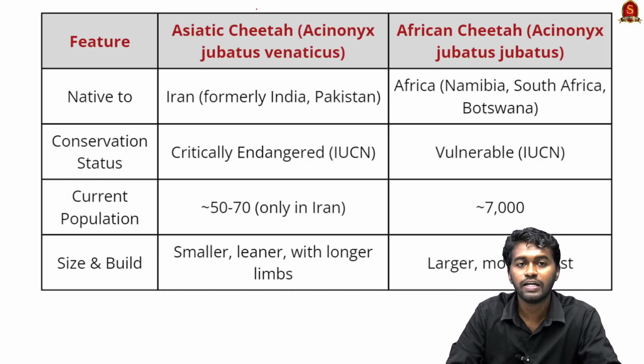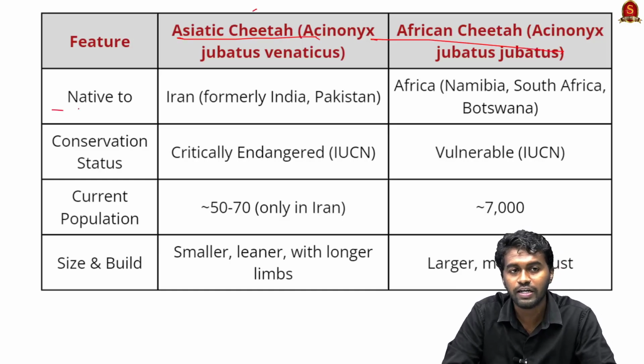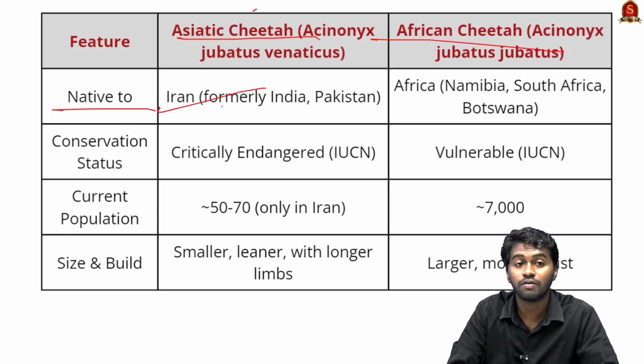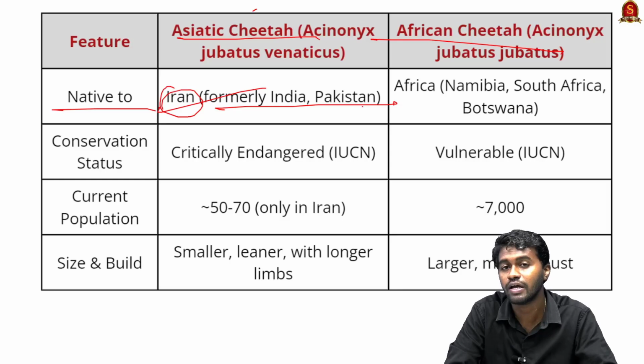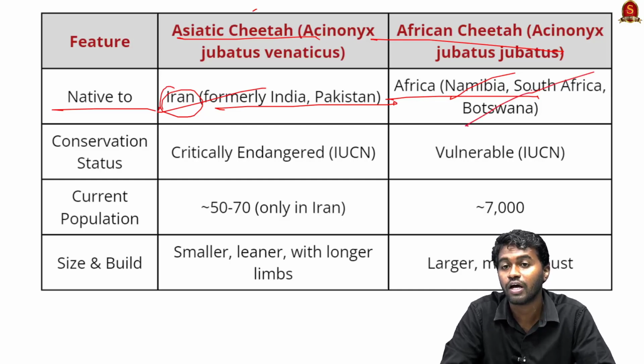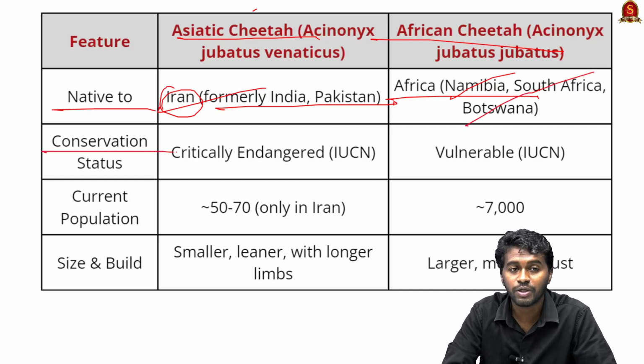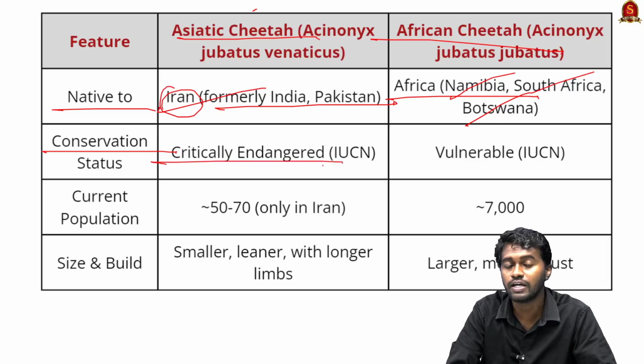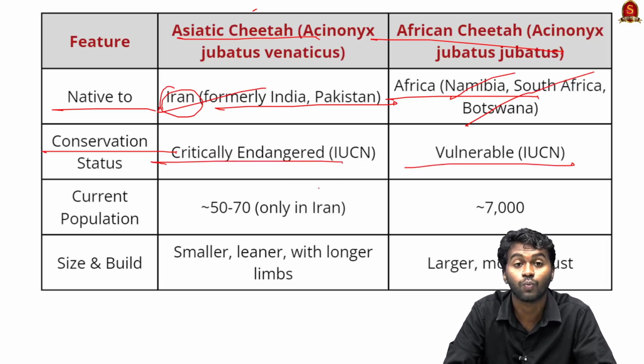And coming to the key differences between the Asiatic cheetah and the African cheetah. The native Asiatic cheetah is found in the nation of Iran, and it was there in India and Pakistan as well, while the African cheetah is found in the African nations of Namibia, South Africa, and Botswana. And coming to the conservation status, the Asiatic cheetah is critically endangered, while the African cheetah is considered vulnerable under the IUCN list.